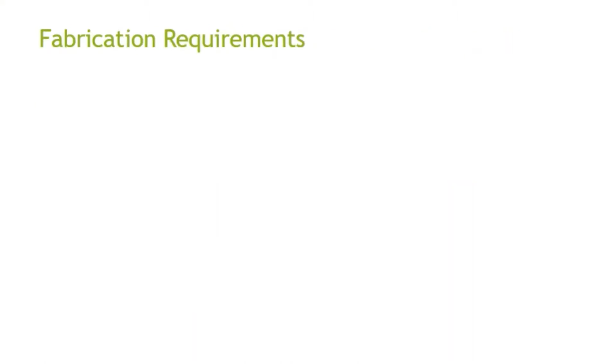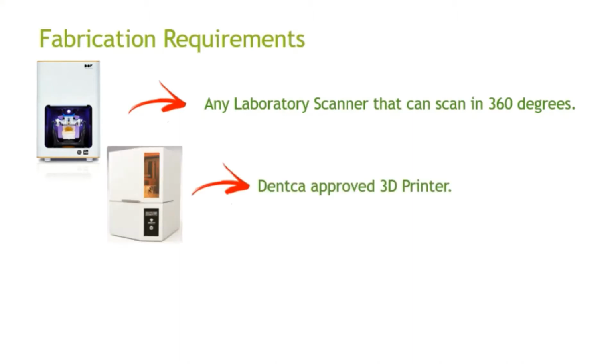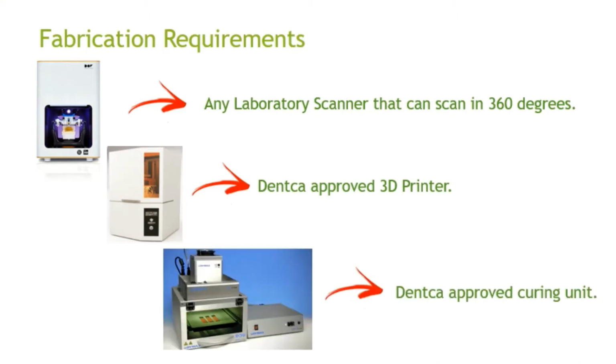So the next question is, what do you need to have in your laboratory or your dental office in order to manufacture these dentures? Well, the first thing is you need to have a laboratory scanner that can scan in 360 degrees. This is so you can scan the bite properly when you get physical records. You would need a DENTCA approved 3D printer. I'm going to provide you with the list soon, as well as a DENTCA approved curing unit.